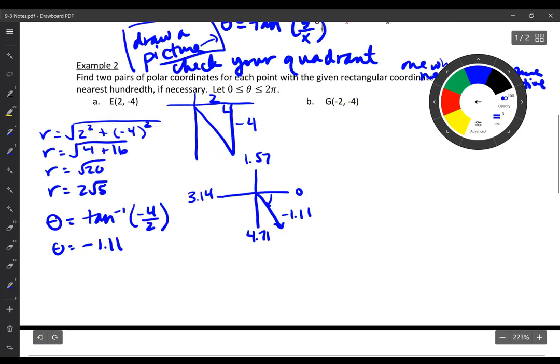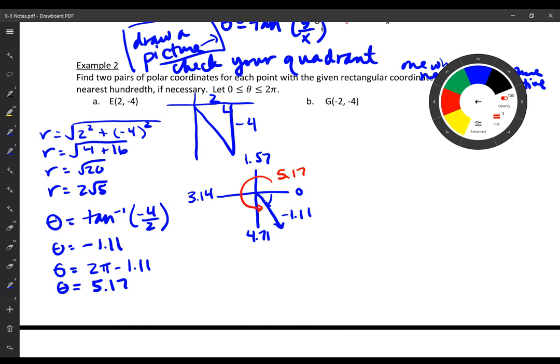So if I want to figure out what this negative 1.11 is as a positive angle, then what I need to do is go over here, and I need to subtract it from 2 pi, because 2 pi would be all the way around. So I'm going to write down 2 pi minus 1.11, and that theta is going to be 5.17. So if I go all the way around and do that 5.17, and then the positive 2 square roots of 5, then that would be that point. So that's going to be my first one, 2 square roots of 5, and then 5.17.